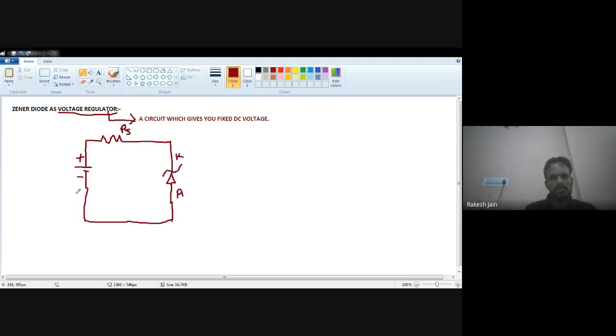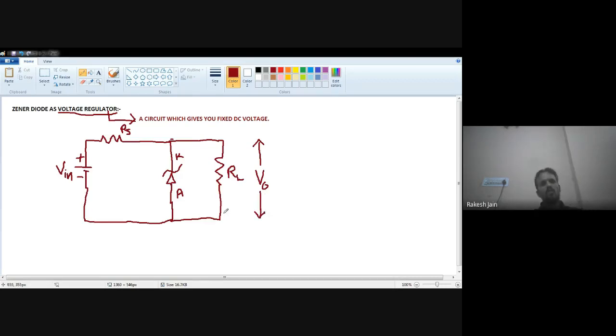In this circuit, let's suppose the unregulated input voltage is Vin. This series resistance RS is connected with the Zener diode, which is connected in reverse bias mode, and the output will be taken across a resistance, the load resistance RL. From here you will find the output voltage.